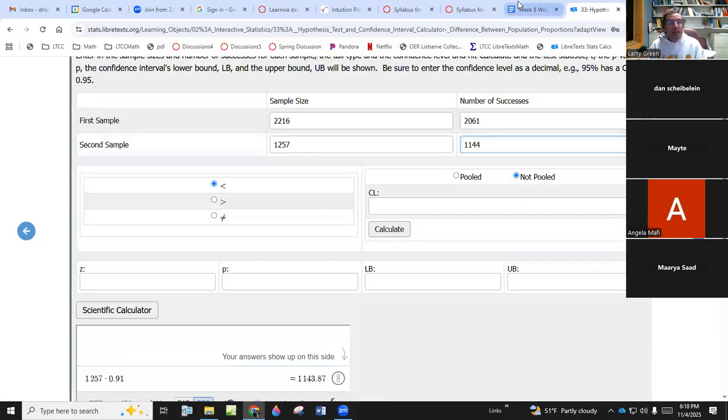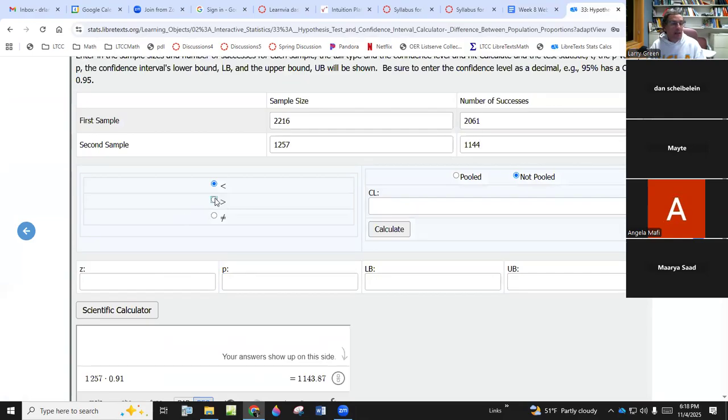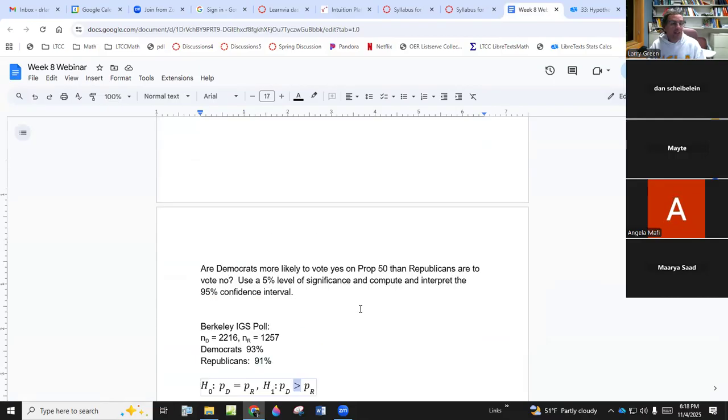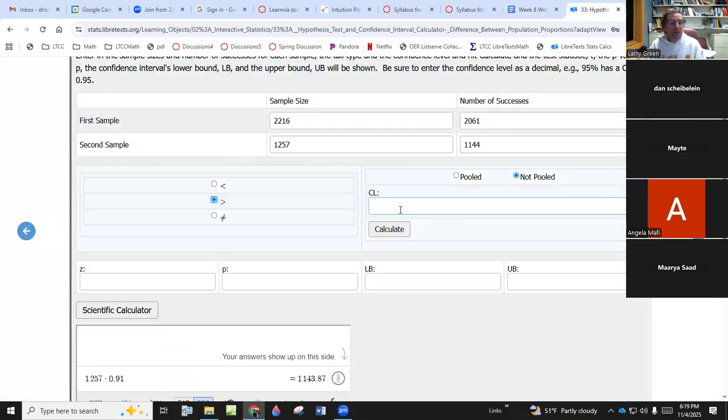All right. Notice that in our H1, we have a greater than. So we're going to click on greater than. Notice also, we are asked for a 95% confidence interval. So under CL, we're going to go 0.95. Any questions so far?